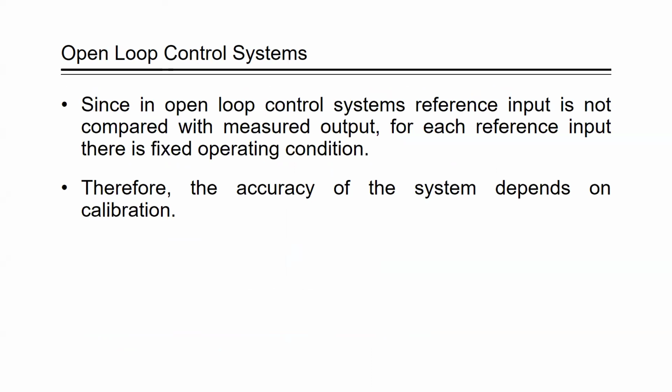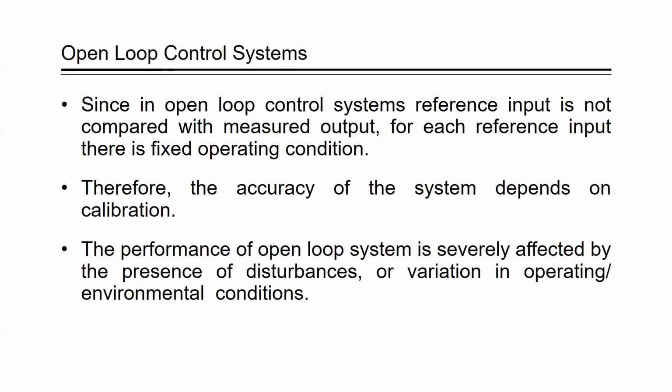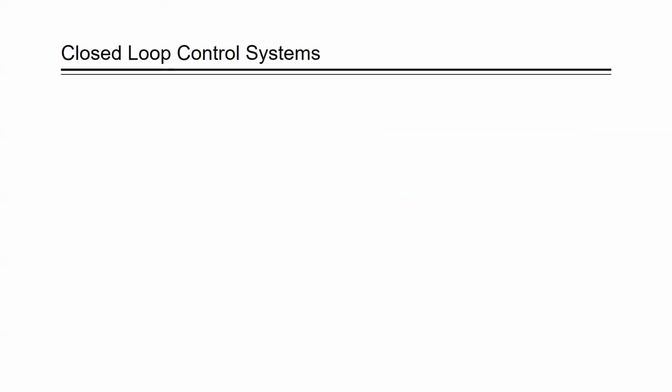You have to design it properly to make sure that when you have a particular input, it can give you the right output. And this means that the systems would be severely affected by disturbances, variations in environmental conditions or operating conditions, non-linearities, and so on, without any mechanism to adjust the kind of control signal gotten from the controller. And now that leads us to closed loop control systems.